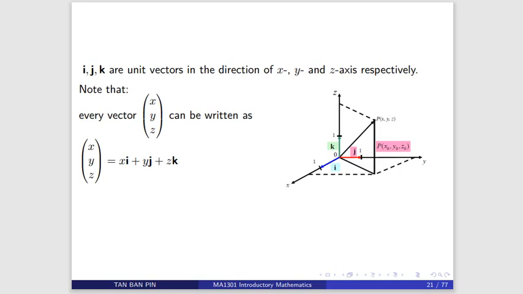i, j, k are unit vectors in the direction of the x, y, z axes respectively, and every vector x, y, z can be written as xi plus yj plus zk.